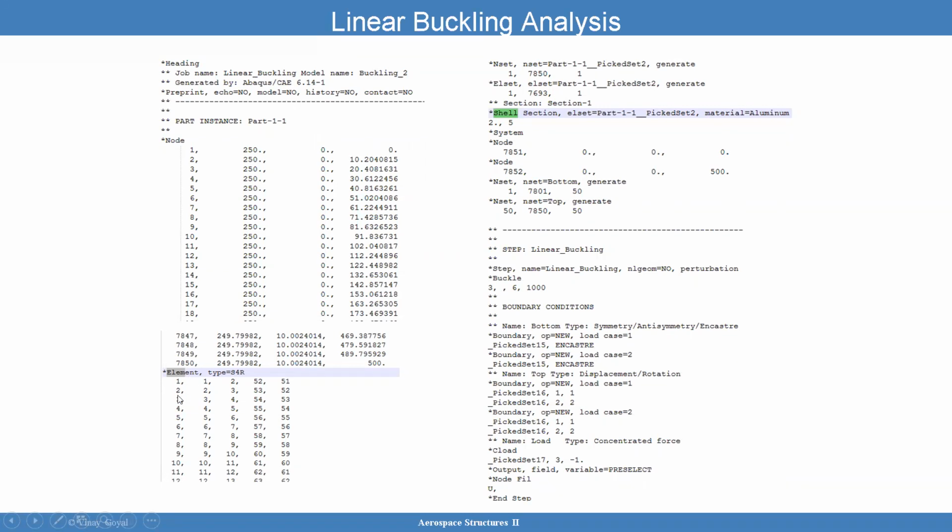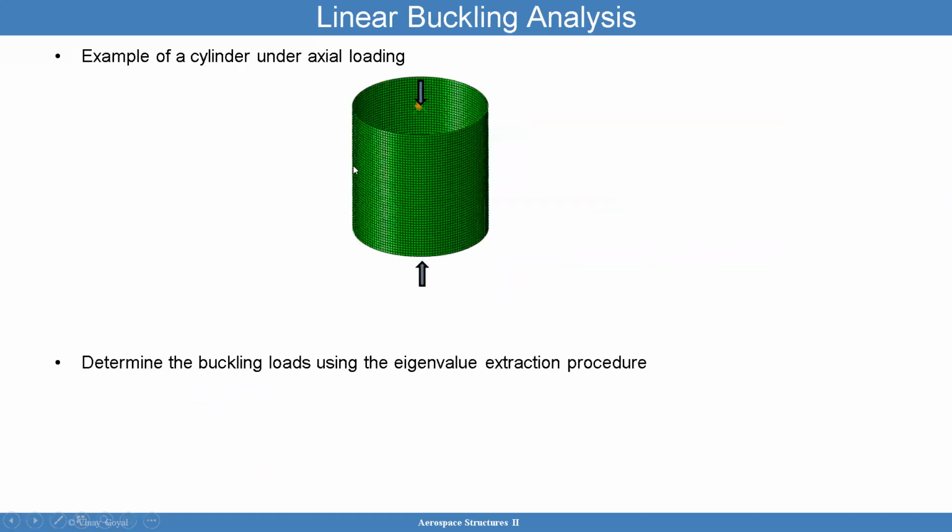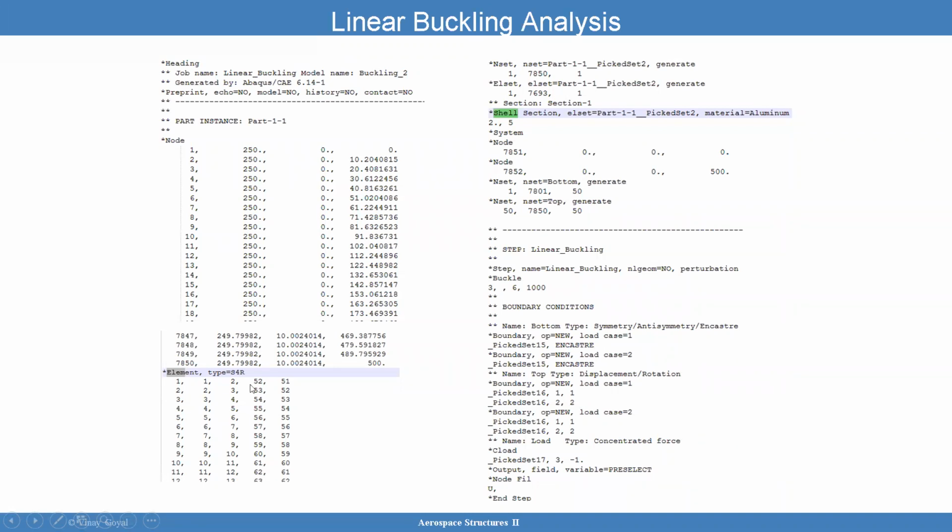What you see here is element number 1, 2, 3, 4, 5, and so on. It tells you that element number 1 is made up of nodes 1, 2, 52, and 51, whose coordinates are given in the previous part of this code. If I were to select element number 1, perhaps it's this one right here, I should be able to tell that that element is made up of these 4 nodes and the element label is 1. So that's how it works.